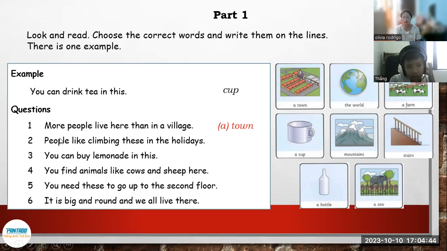Okay, number two, please read number two. It's a holiday. People like climbing, and the holiday is mountains. Okay, it is mountains. Climbing. Again, Thang. Climbing. Okay. Next, number three.